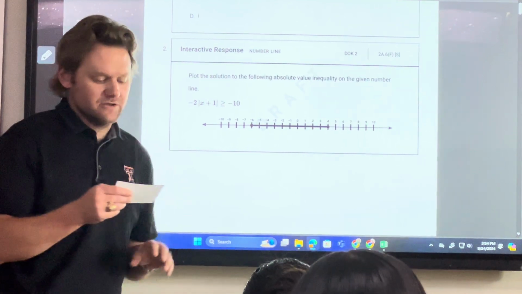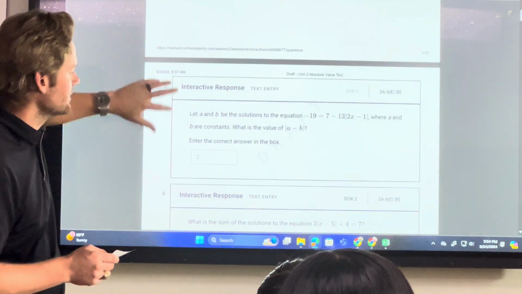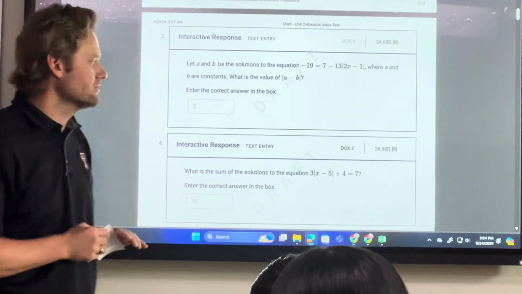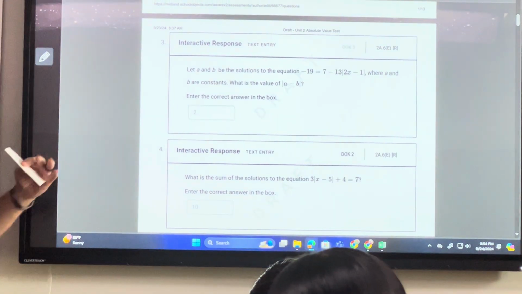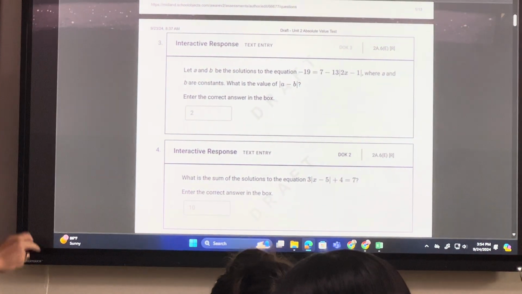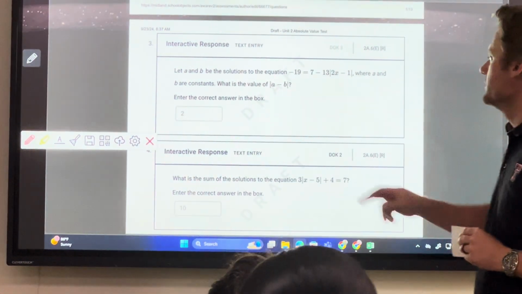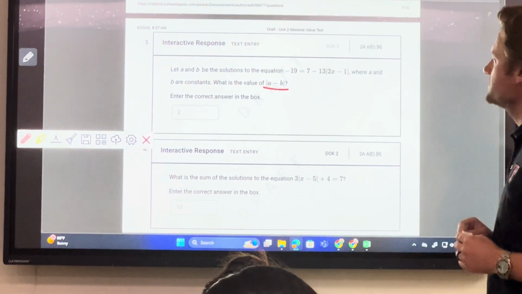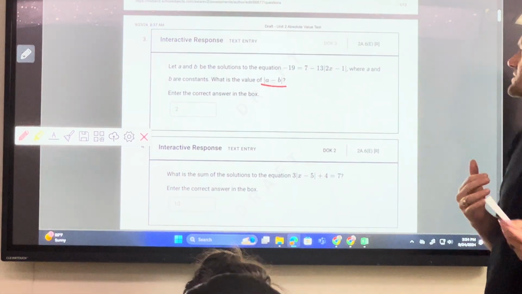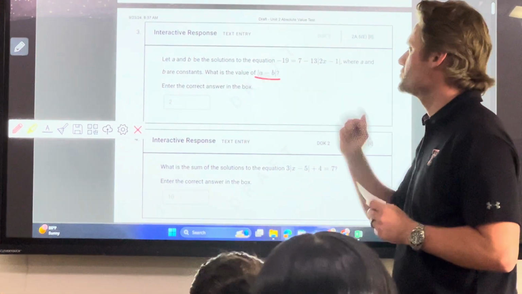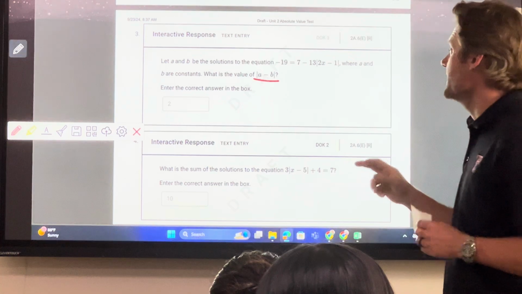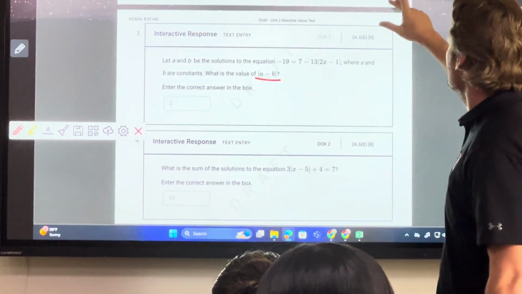So, plotting absolute value, right? I'm actually gonna start with number 3. I will do a line absolute value one as well, but I wanted to go through this one. Remember, after I get my 2 solutions, I have to take the absolute value of them subtracted by each other, the difference. So I'll start up here.